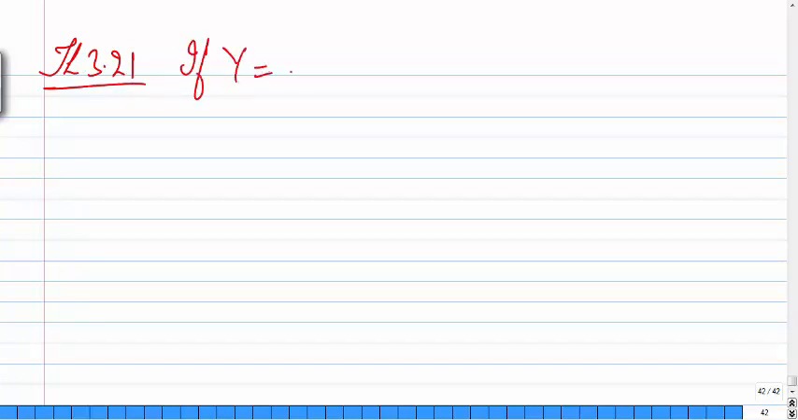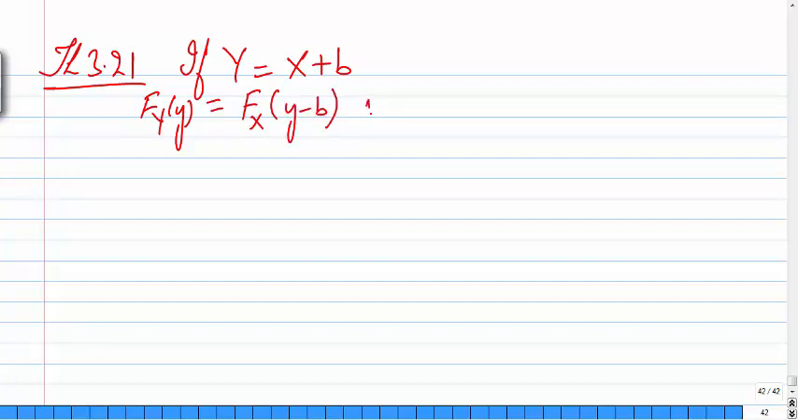So there's another theorem: what about addition? If the derived random variable Y is equal to X plus b, in that case CDF of Y is equal to CDF of X, where X is Y minus b. Similarly for PDF of Y, you have to know the PDF of X and just plug in, instead of x, equal to y minus b.